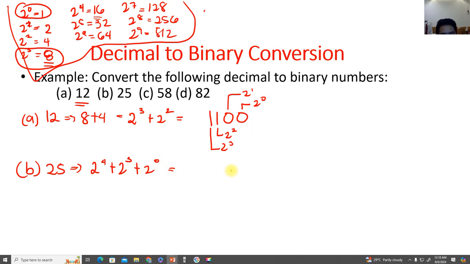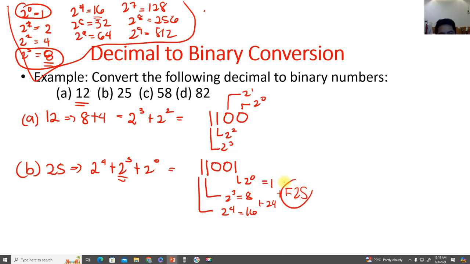So in other words, 2 raised to 0, I have 1. 2 raised to 1, I have 0. 2 raised to 2, I have 0. 2 raised to 3, I have 1. 2 raised to 4 would be 1. So if I'm going to convert this again, 2 raised to 0 is 1. 2 raised to 3 is 8, and 2 raised to 4 is 16. 16 plus 8 is 24, plus 1, it's 25. Okay? So that's how you're going to do the decimal to binary conversion, and you can continue on by doing this.